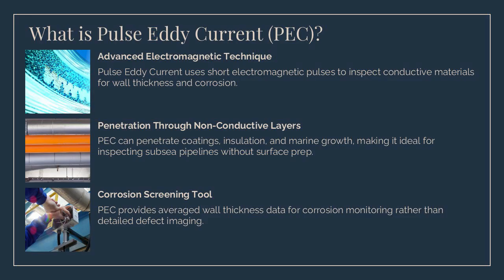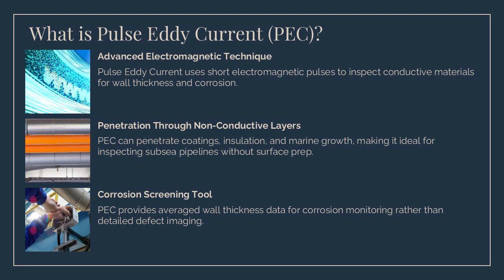Pulse eddy current, PEC, is an advanced electromagnetic inspection technique used to assess wall thickness and detect corrosion in conductive, typically ferromagnetic, materials. Unlike conventional eddy current testing, which uses single or multiple sinusoidal frequencies, PEC operates in the time domain by applying a short-duration electromagnetic pulse. This pulse induces transient eddy currents in the pipeline wall, which then decay over time. The decay response is measured and analyzed to infer material thickness and metal loss.